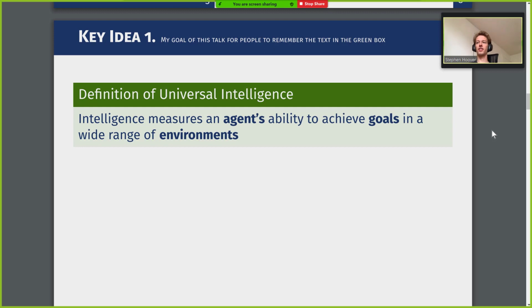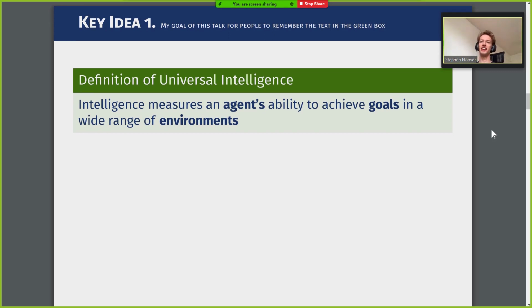So if you get nothing else from this talk, please get the text in the green box. If you're colorblind, I only realized that after the fact, it's the only box on this page.